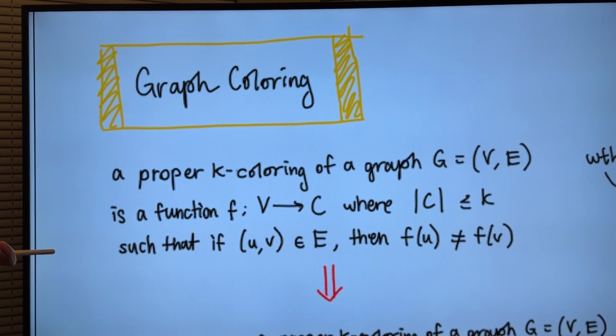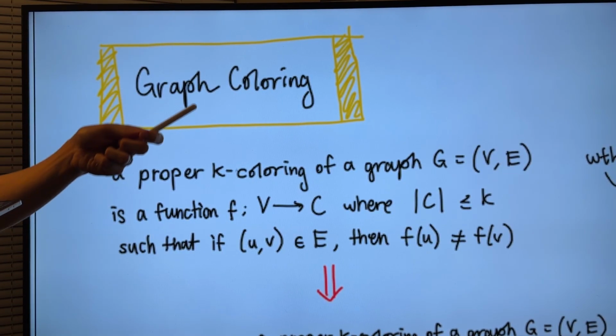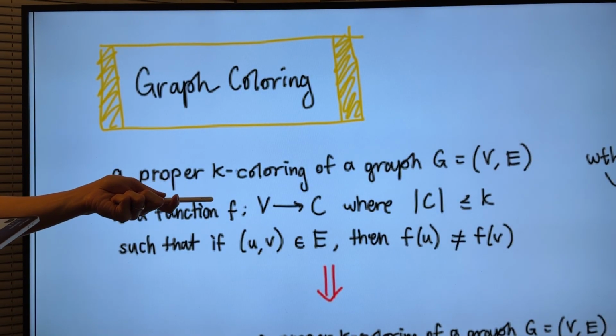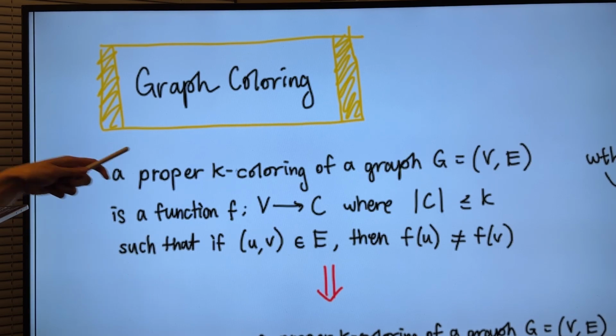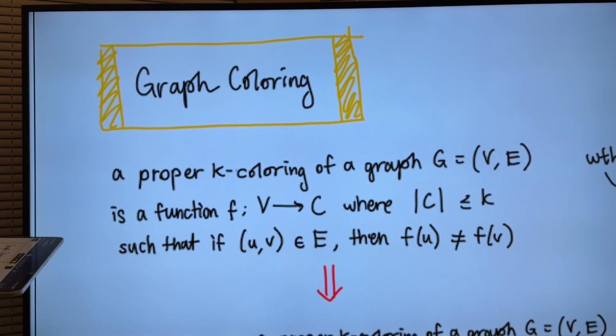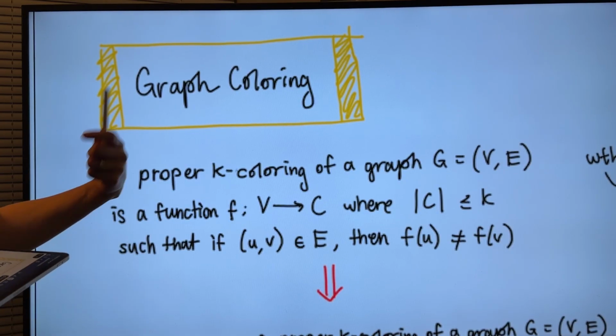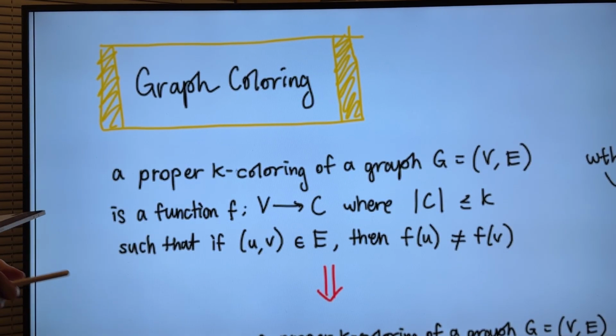It is defined as a proper k-coloring of a graph, G equals (V, E), and says that a proper k-coloring is a function f where V goes to C, where the absolute value of C is less than or equal to k, such that if (u, v) exists in E, then f of u, I said f of u, I was careful about that. Some people just say the function letter and then the input, but I don't think you really should for this one. Then f of u cannot equal f of v.